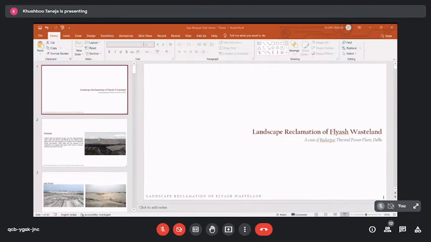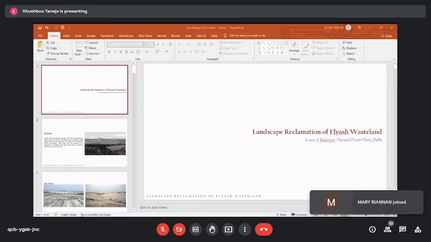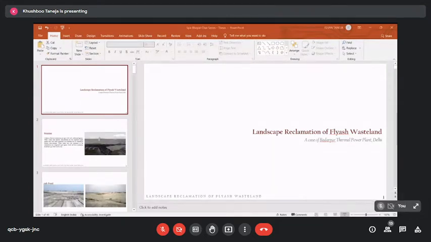Yes. Okay. So, like you said, the topic is landscape reclamation of flyash wasteland. The site is located in Delhi. To start with, I would like to tell everybody what a flyash wasteland is. There was a thermal power plant in Delhi, Badarpur Thermal Power Plant. It got shut down in 2018. It was a coal-based power plant. When they burn coal, the residue which comes out is fly ash.